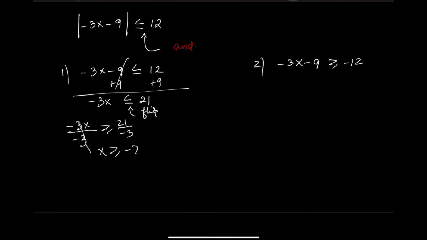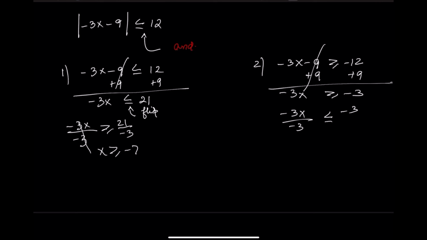Now solve the second. Add 9 to both sides. -3x is greater than -3. Divide by -3. Flip the inequality again. x is less than 1. So the solution is x is between -7 and 1.